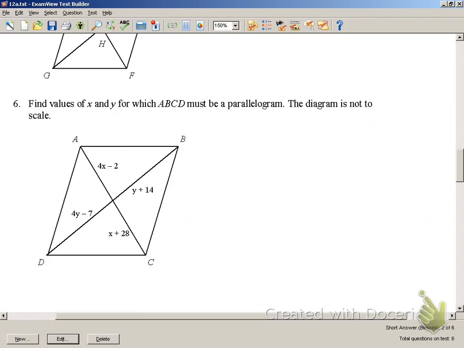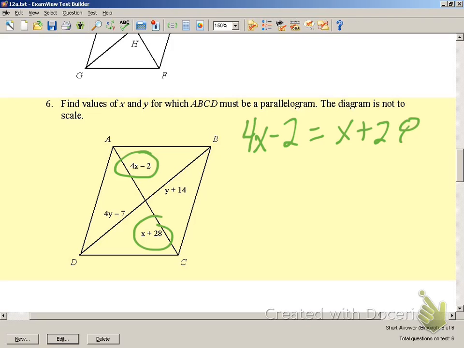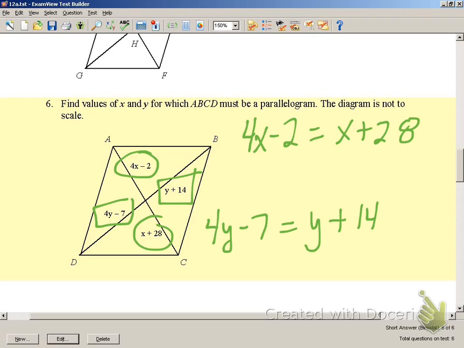And in order for this to be a parallelogram, the diagonals must bisect each other. So therefore, 4x minus 2 must equal x plus 28. And 4y minus 7 must equal y plus 14. In order for this to be a parallelogram, the diagonals must bisect each other. Therefore, that is what we know.